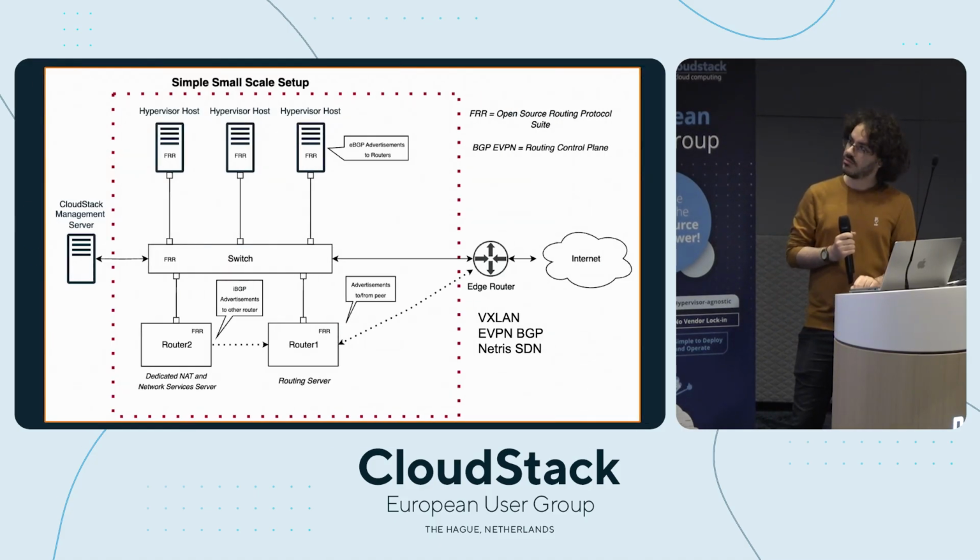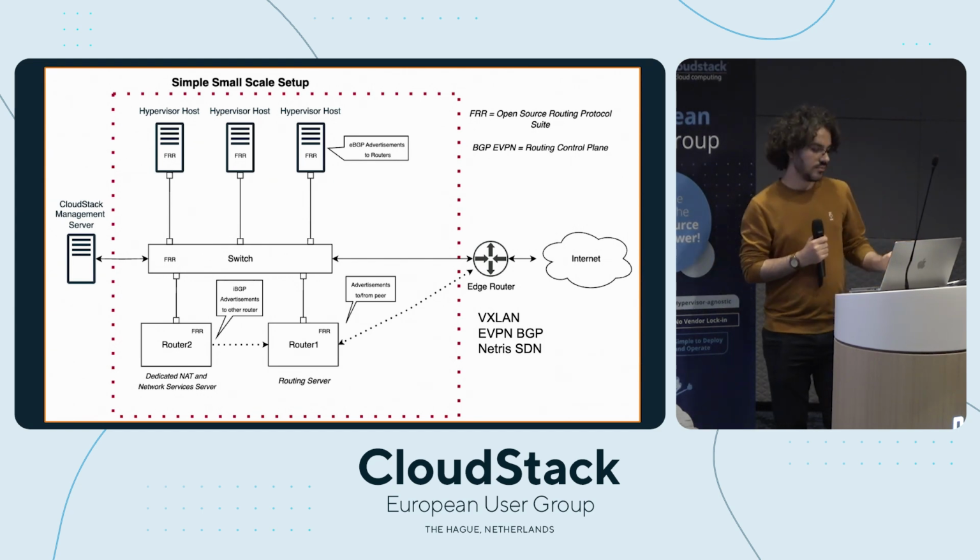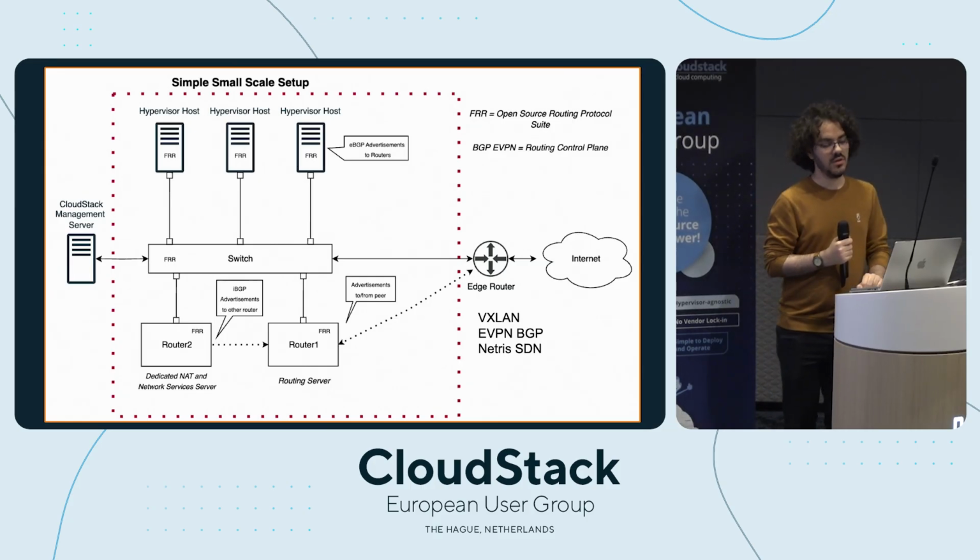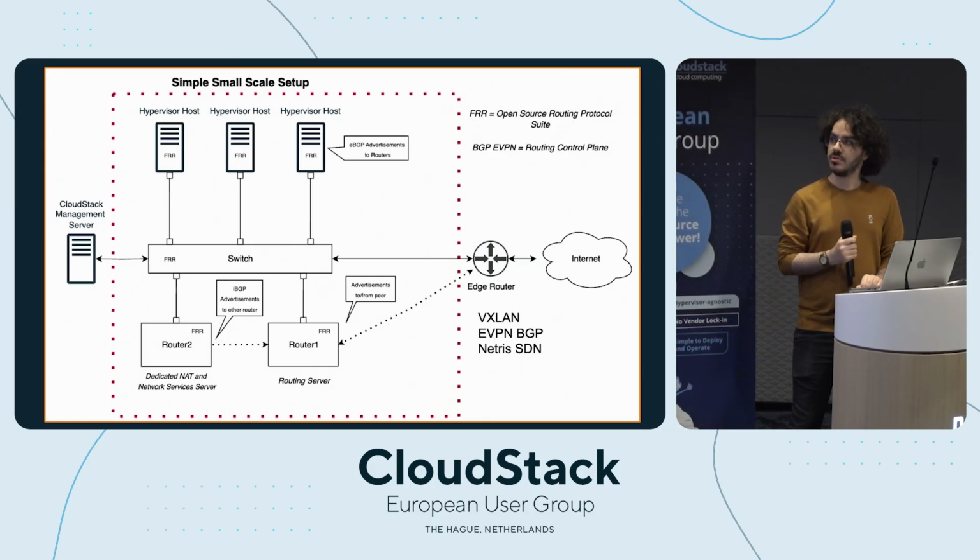So say you have a quite simple small-scale setup. We've got 3 servers here. You're using FRR, which is an open source routing protocol suite. It's basically just a piece of software with which you can use the various technologies that I've mentioned on each hypervisor. You've got a switch doing the same thing, and you've got two physical network servers, so to speak. And that's the setup within Netris, but you could also do it differently.